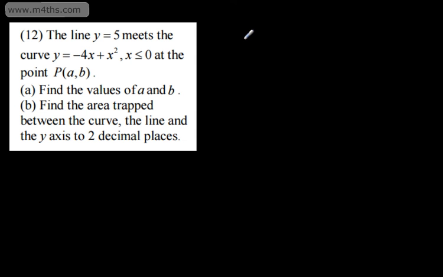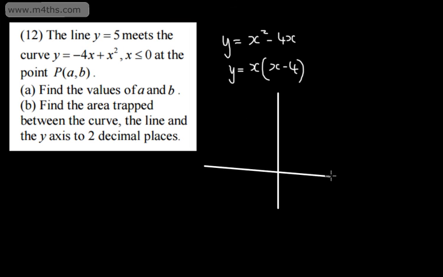Right, let's just draw this up. So what we've got, y is equal to, and I'll just rearrange this, x squared minus 4x. So we can write this as y is equal to x, and then we'll have x minus 4. This is only defined for 0 or less, so we'll have negative values. Now, if we just think about this, what we've got is something that looks like so. So we've got a solution at 4 and a solution at 0 just here.